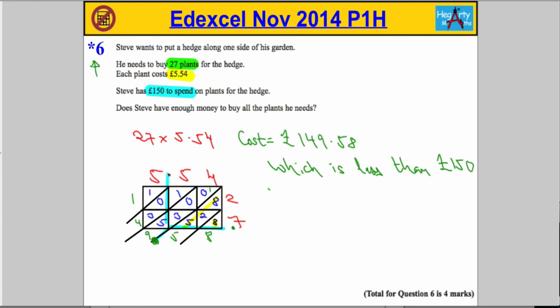That means we can say therefore Steve has enough money. And that should be enough to get our communication mark. And we're done.